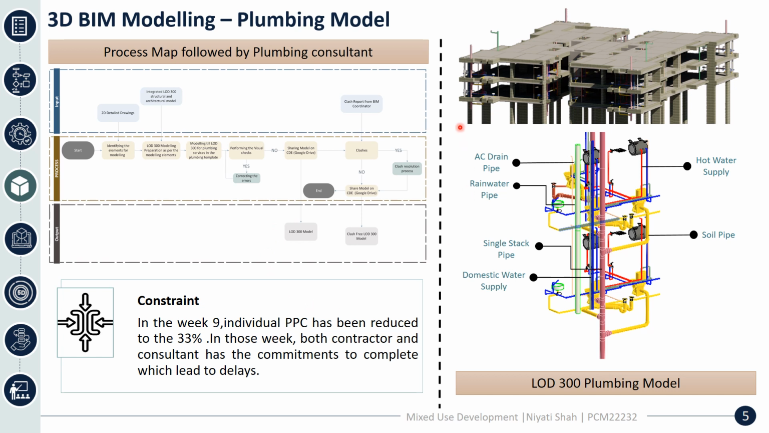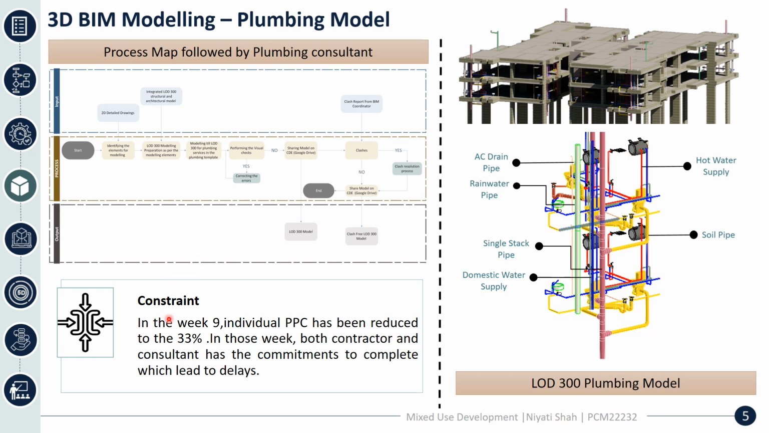On the right hand side, as you can see, this is the structural model in which the integrated plumbing model has been created. These are the various model elements which have been created: AC drain pipe, rainwater pipe, single stack pipe, domestic water supply, soil pipe, hot water supply. There are various other elements as well. Geyser is there, P-trap is there, wash basins are there.